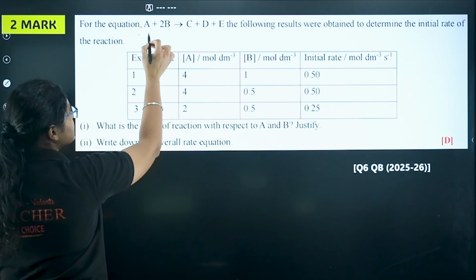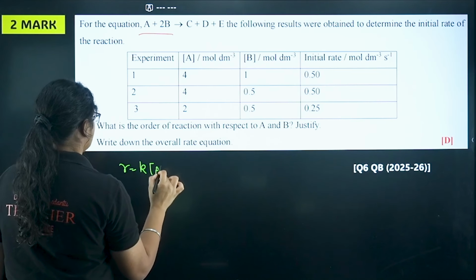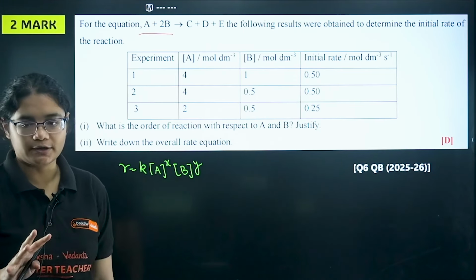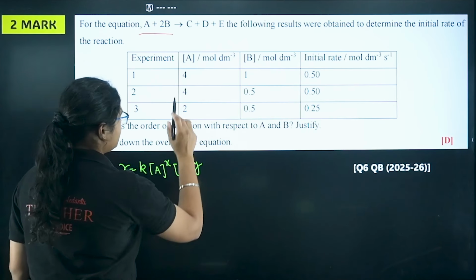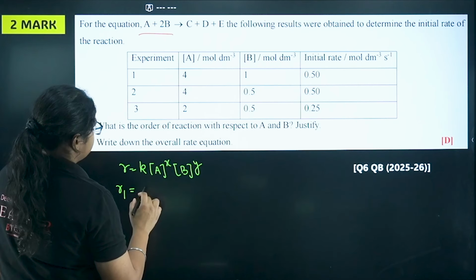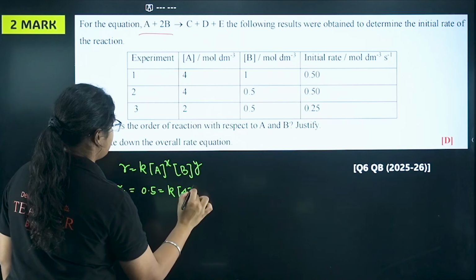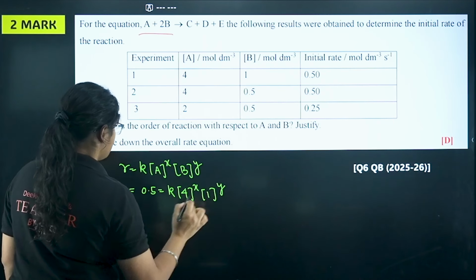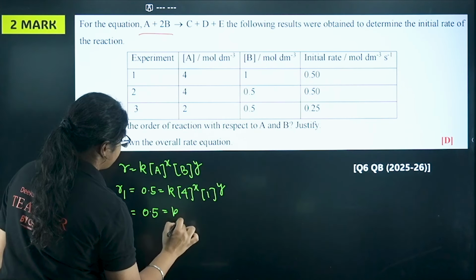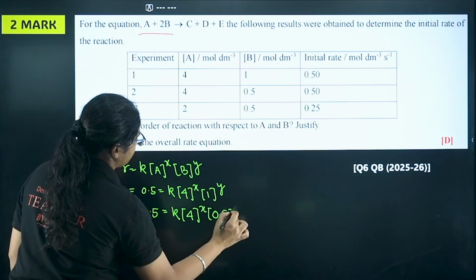So let us assume this is the reaction, right? You have to assume that the rate is equal to K into A to the power of X and B to the power of Y. Let us assume this value. Okay, now what I can write here: R1 will be equal to 0.5, K into 4, which is A, to the power of X, and 1 to the power of Y. Now we have R2 is equal to 0.5, K, and we have 4 to the power of X and 0.5 to the power of Y.